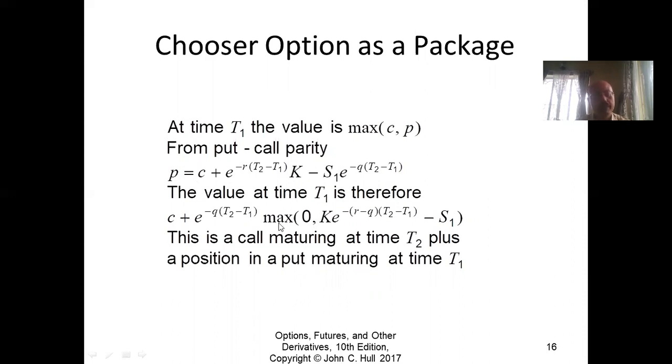So the chooser option can actually be valued, and the expression that will come is essentially like this. It will be the call value plus something. So this is like a call at time t2, which is this C, plus this position in a put, because you see K comes with a plus sign. So this is like a put contract, but this put contract is expiring earlier at time t1.